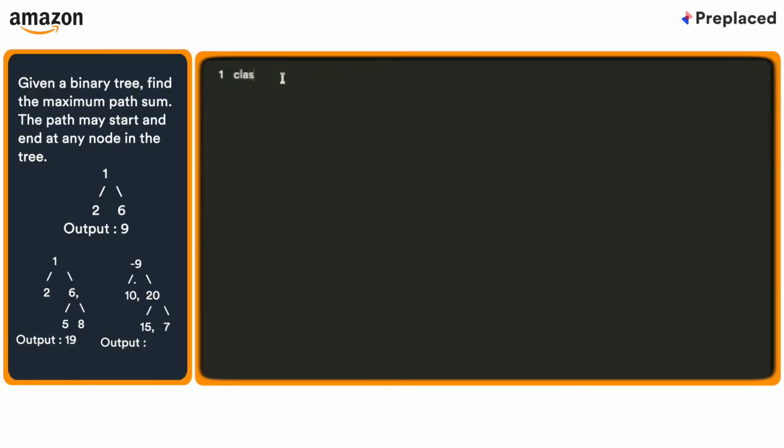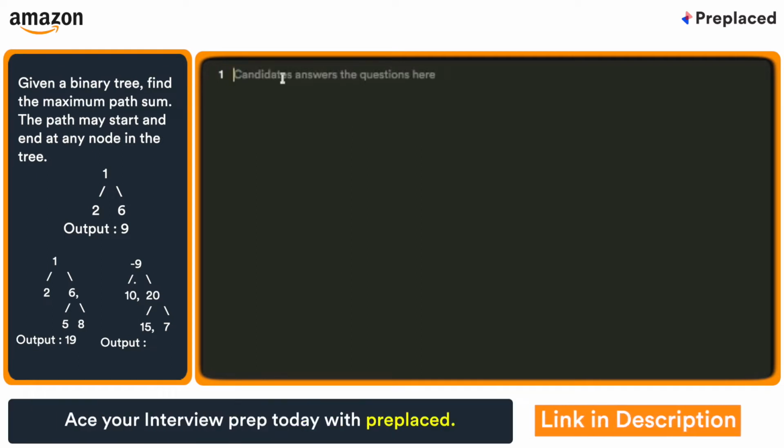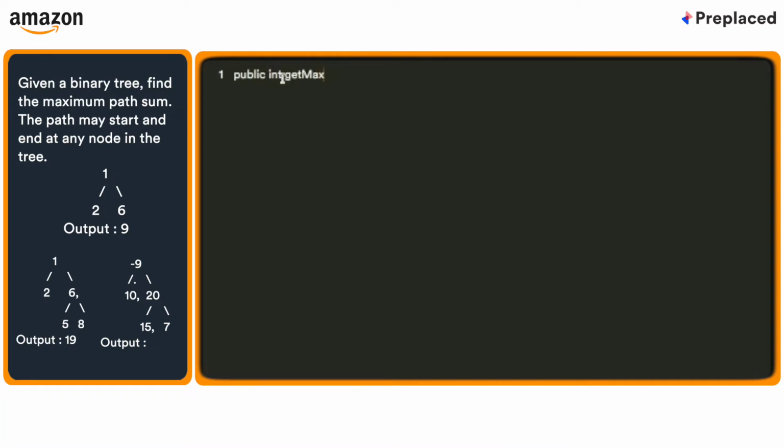Assume that you already have the node. Just complete the function; you should have something like this: public. Can I assume the sum is in integer range only, or should I take long or something? Int is fine. The parameter is the root node, and the function is get max path sum, with a tree node as the parameter.